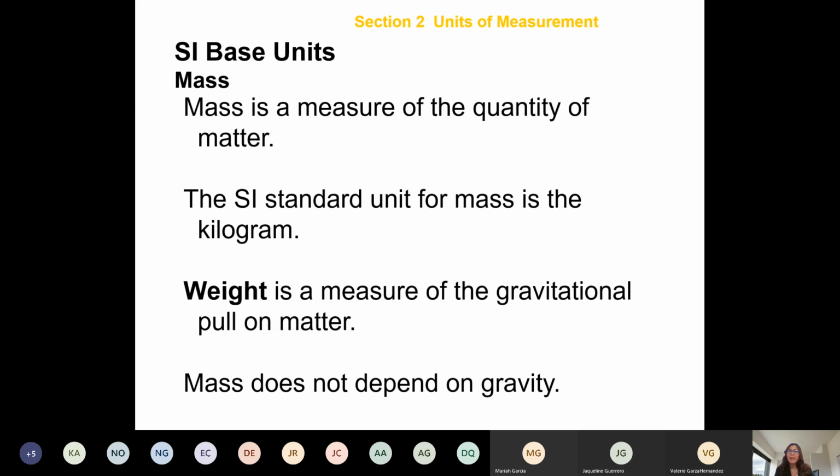However, mass never ever depends on gravity. I don't care what planet you're on. If you measure this amount of mass, it's always going to be the same mass anywhere you take it, because it does not depend on gravity. It's just the amount of matter present. So raise your hand if you need more time on this slide. Again, make sure that you also add that the gram is often used, especially here in chemistry, because we measure small quantities.